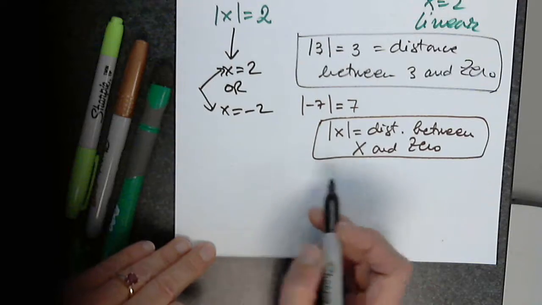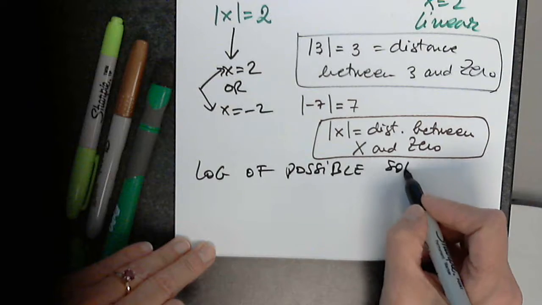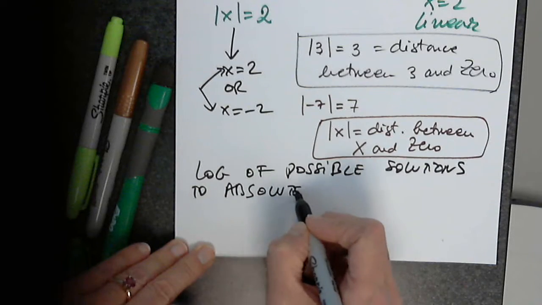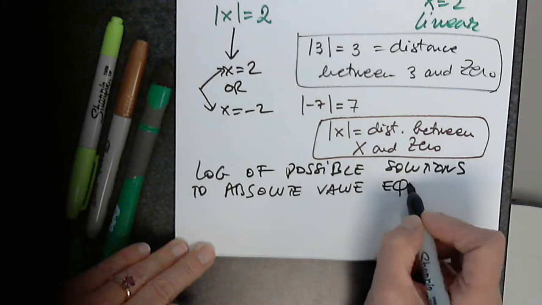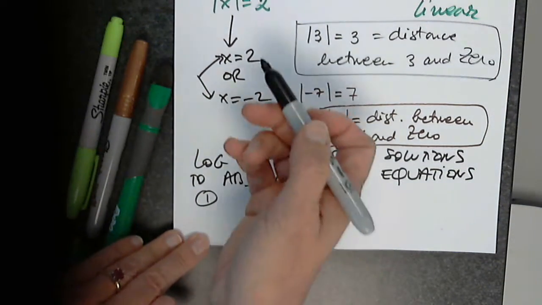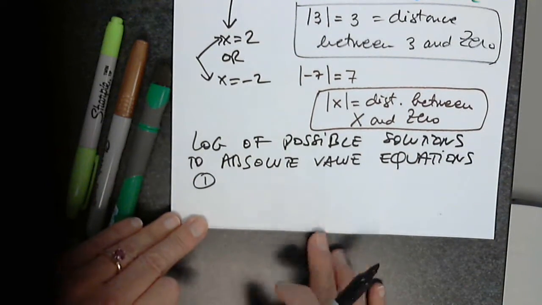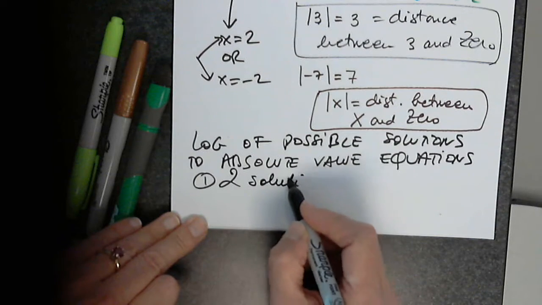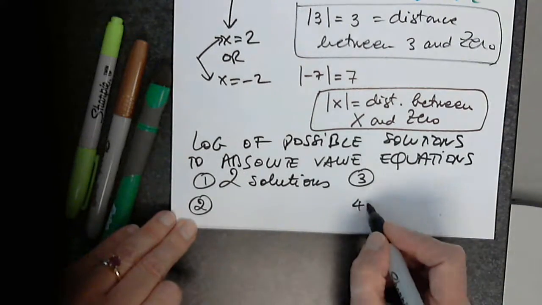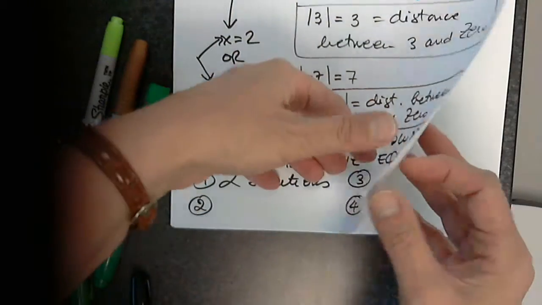Now let's open up a little log. Let's say log of possible solutions to absolute value equations. 1. We solved one. We just solved our first absolute value equation. How many solutions did we get? 2 possible solutions. That's one option. There will be a second option, there will be a third option, and there will be a fourth option. We'll come back to those in a second or two.